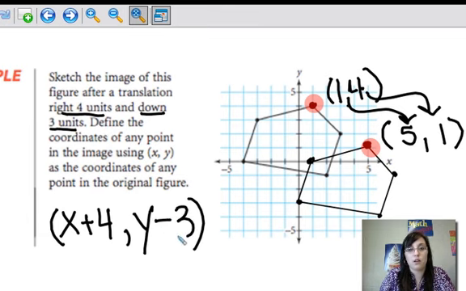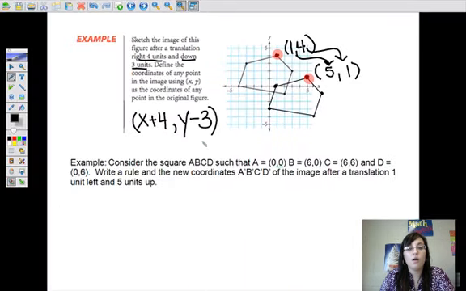We've got our image drawn over here. I used 2 specific points on the original figure and the image to help me. And then I just wrote a general rule with any x and y. If I were to slide right 4 units and down 3, this would be my rule. So go ahead and try this example. It's about a square. It's pretty similar. You're just going to write down the new coordinates of the image, and then you're going to write down the rule using x and y and come back with that done in class the next day.